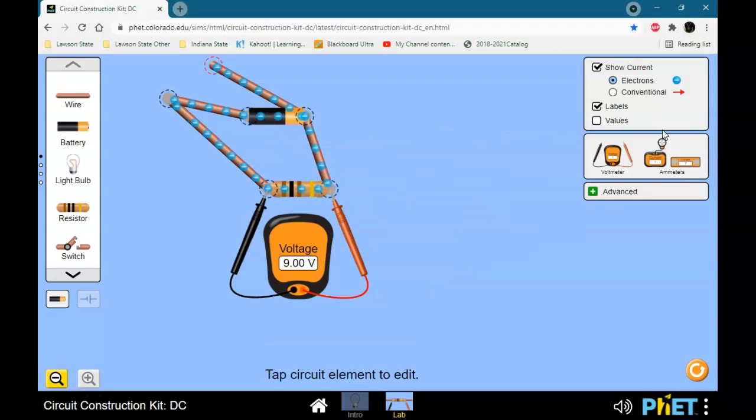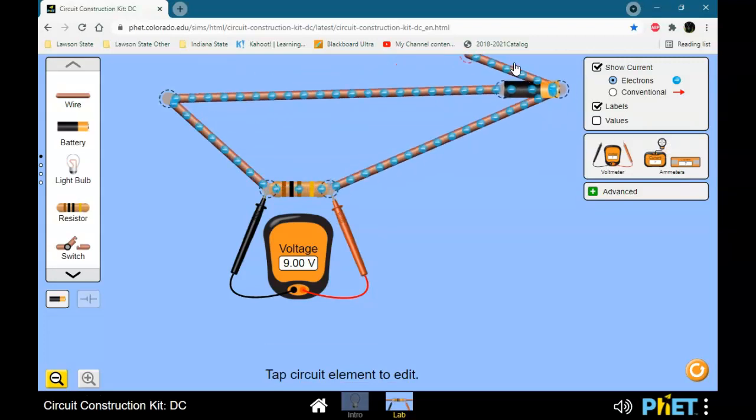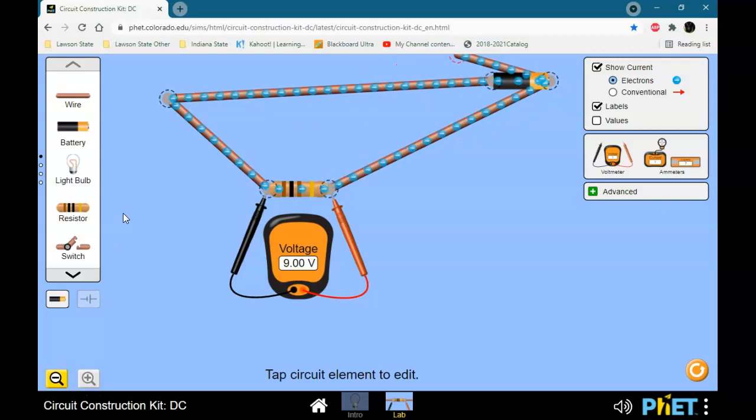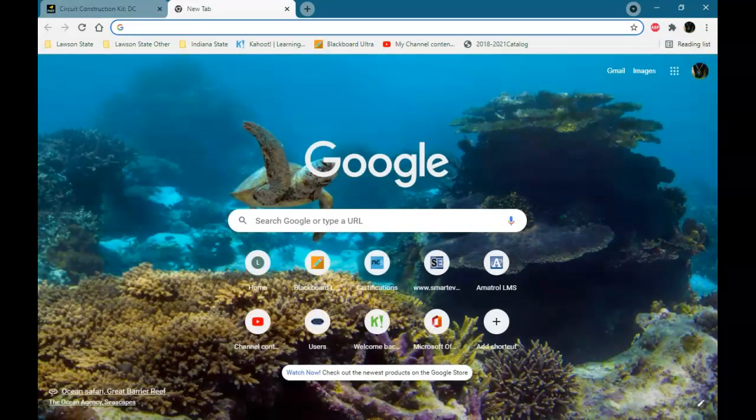The only bad thing about this is it doesn't do smaller amperage. But as we're moving through this, you can actually go in and it's got fuses, it's got light bulbs, it's got bigger batteries that put out more power, bigger resistors, switches, and everything else. So this is actually a really good little setup. It's phet.colorado.edu, and it's a circuit construction kit. Easiest way to find it is if you go to Google.